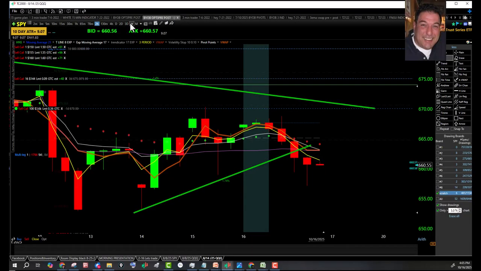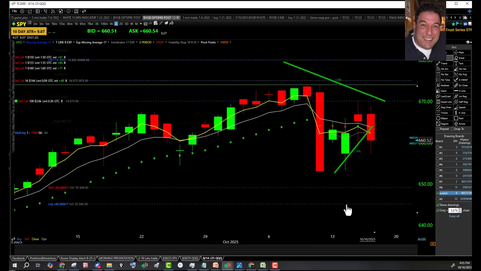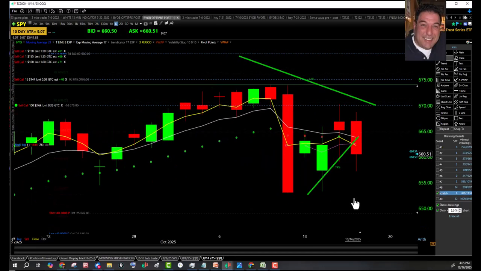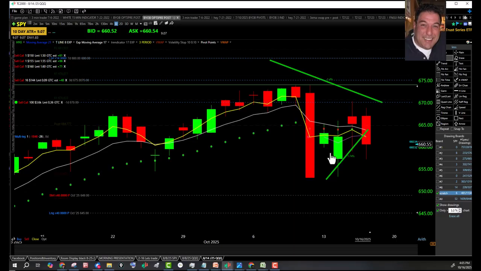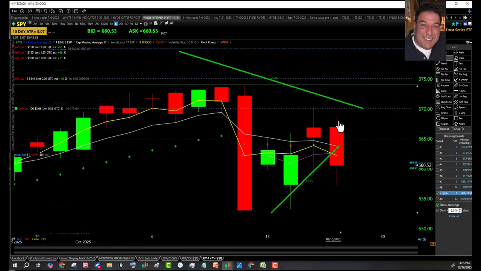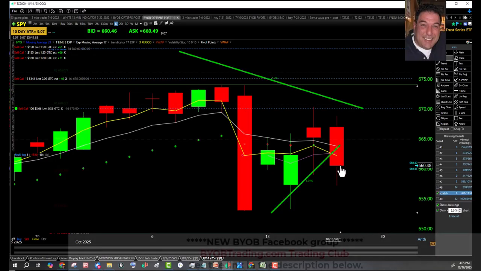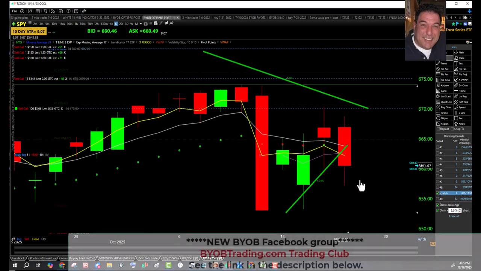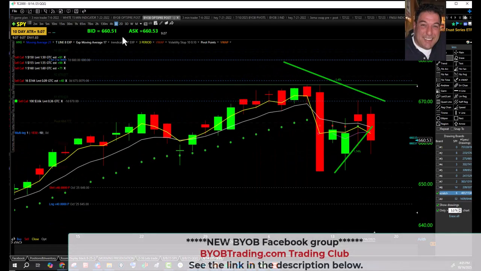On the daily chart, we're still in a downtrend. We have not made a higher high. The good news is we're not moving down. Price action today: big range, a lower high, lower low, closing under a bearish trap and under the 17 EMA. Yesterday we closed over a bullish trap and over the 17. Today we're back under the bearish trap and under the 17 on SPY.